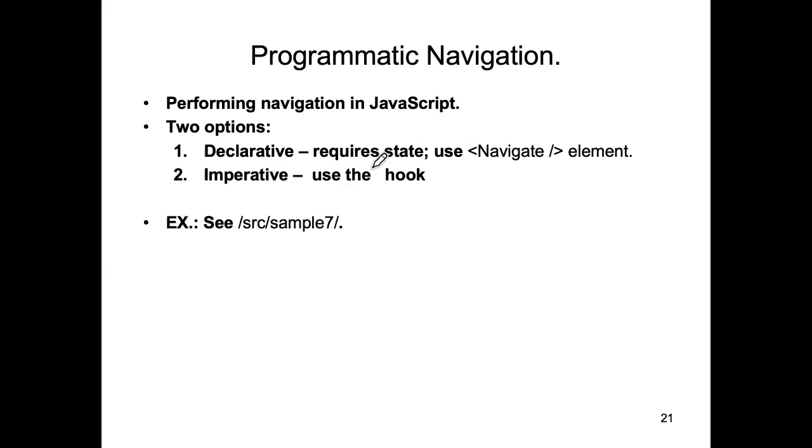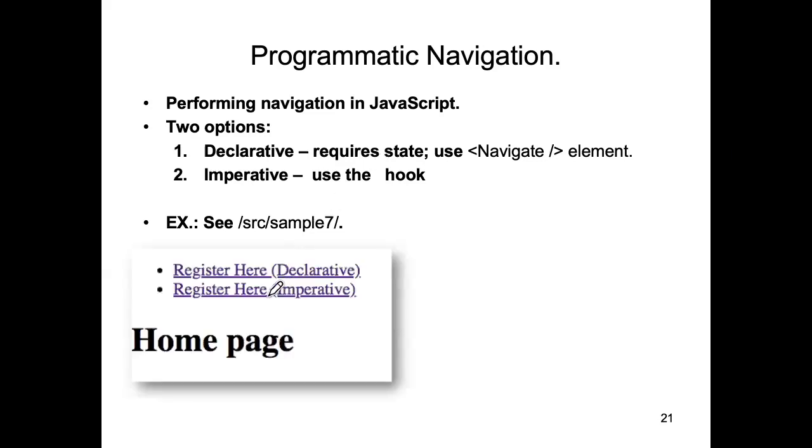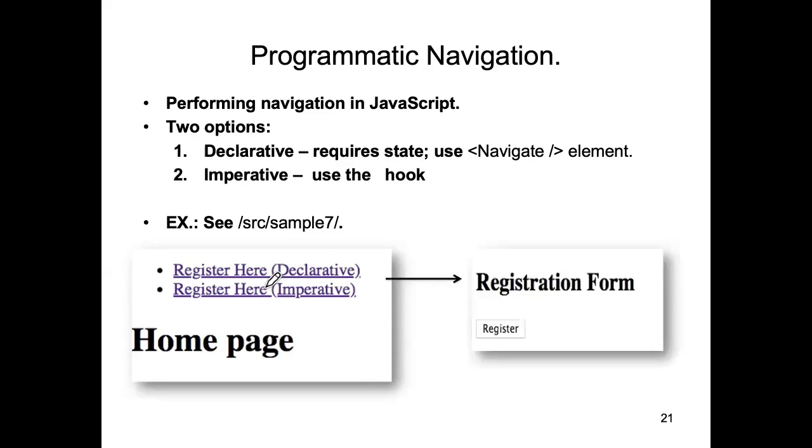By way of illustration, which is in sample 7, a typical use case for programmatic navigation is the following. If you've got, let's say, a register user link available to the user, and I've implemented this register user both in a declarative way and an imperative way, so you see both options, but they both behave the exact same way. So these two now are just ordinary hyperlinks. And the idea is if the user clicks on them, it brings them to the registration page. Now I've left out the actual filling in of a registration form. We're not concerned about that.